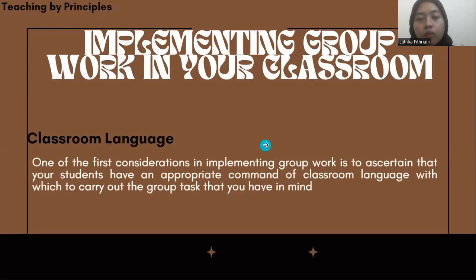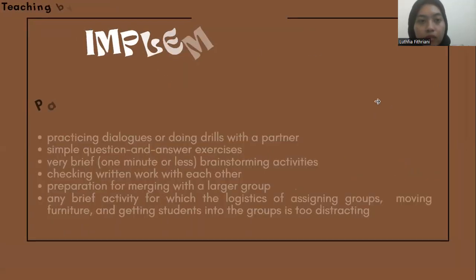And then how to implement group work in our classroom. First, classroom language. One of the first considerations in implementing group work is to ascertain that your students have an appropriate command of the classroom language with which to carry out the group tasks that you have in mind.